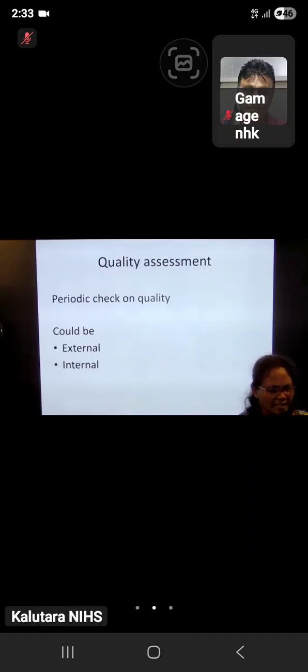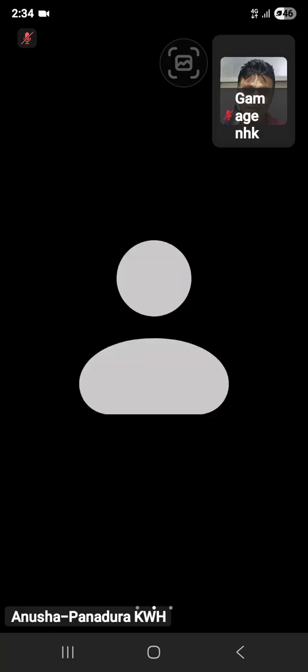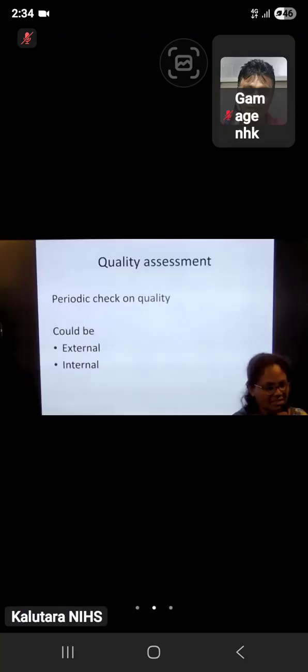What do you mean by external? Can someone tell me external? The assessment is evaluation. Our quality can be evaluated by external means what? External means our quality is assessed by an outside external party, an outside organization. Internal means within the laboratory. Yes, very good. Within the laboratory.